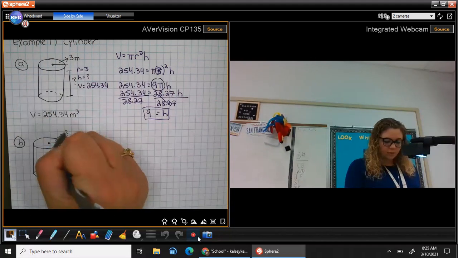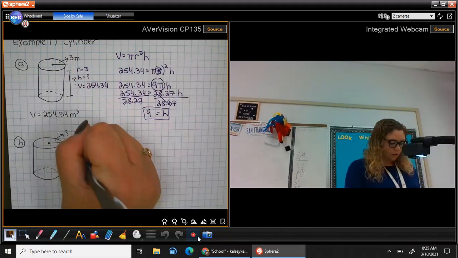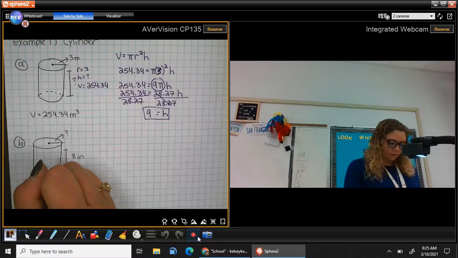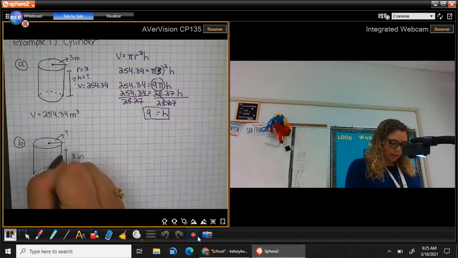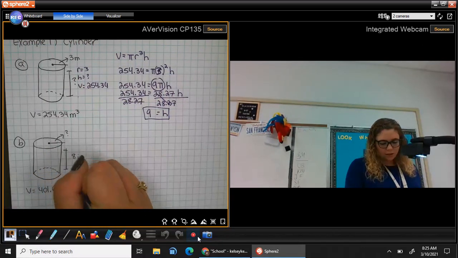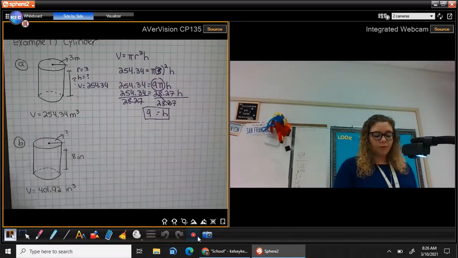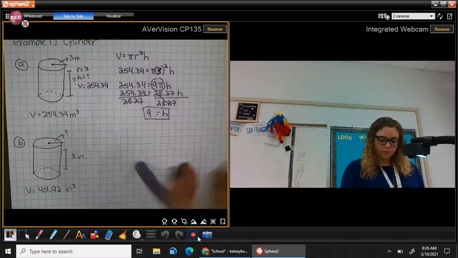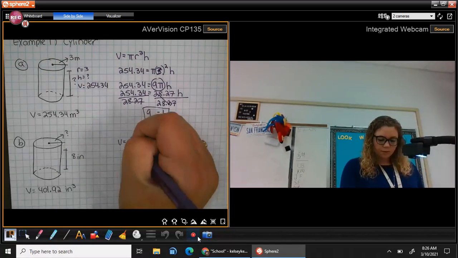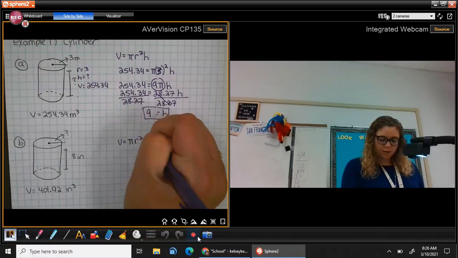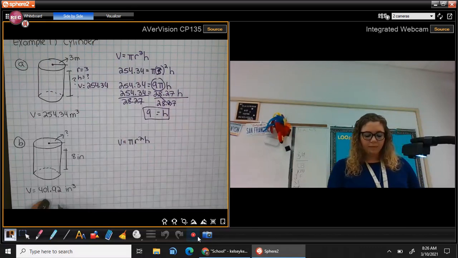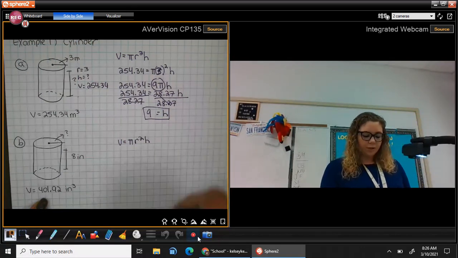And they tell you it is 8 inches tall, and the volume is 401.92 inches cubed. Okay? What's the radius? Where are you going to start off? With the formula: V equals pi r squared h. Okay? So we have our V, which is 401.92. Plug that in.